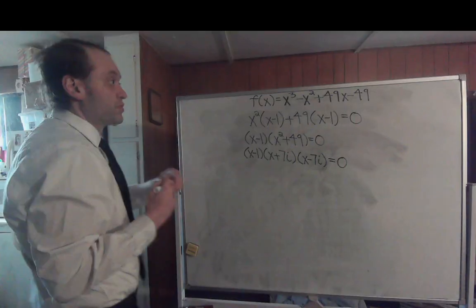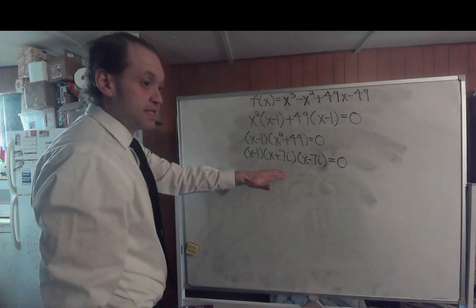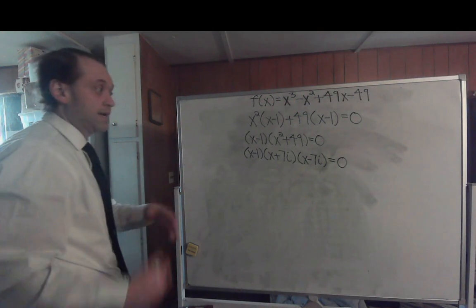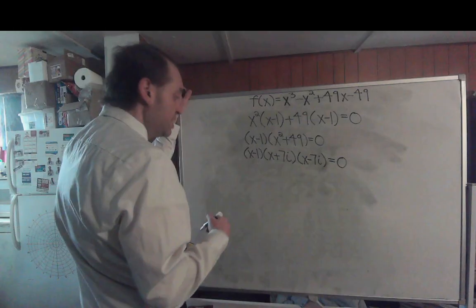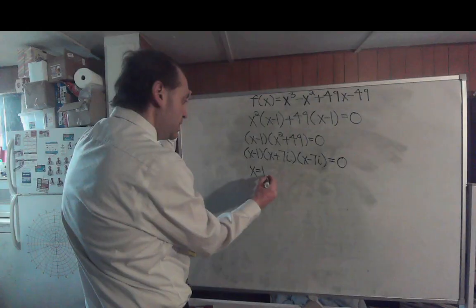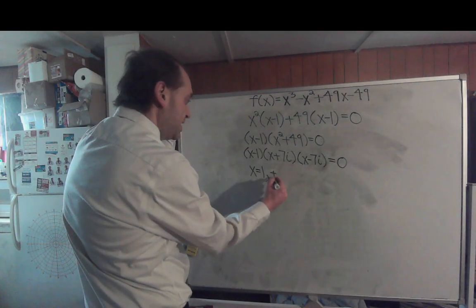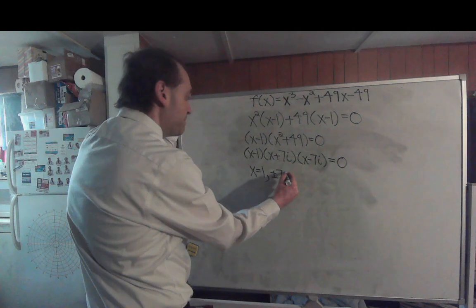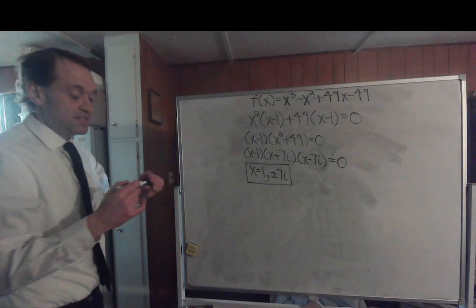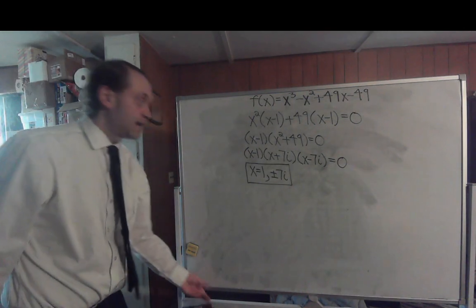So now we have three linear factors in the complex number system, and that makes sense since the degree of the polynomial is 3. That's how many we should have. So set all of these equal to 0, you would get that x equals 1, and then both plus and minus 7i. So x would equal 1, and then plus and minus 7i. That's exactly what you would get.